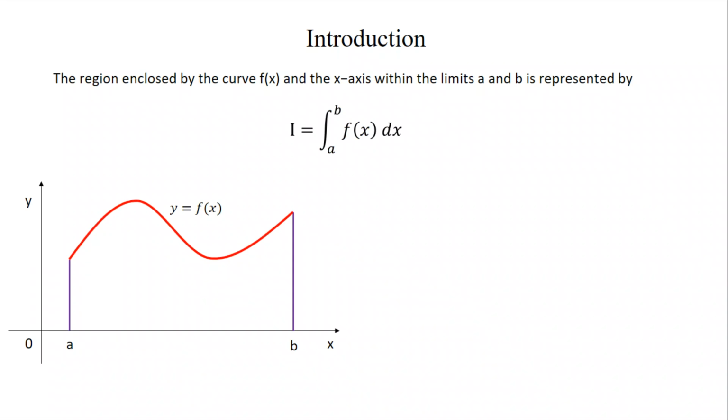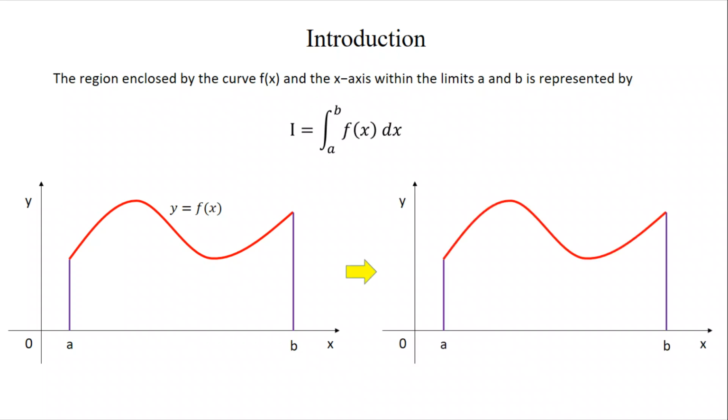The region enclosed by the curve f of x and the x-axis within the limits a and b is represented by integration I is equals to integration a to b f of x dx. So this we will see with the help of this curve, in the coordinate system x and y axis. Its limits start at point a and end at point b, and this curve is represented by y is equals to f of x. So we want to find the area under the curve. So using the trapezoidal rule, how to find it, we will see here.